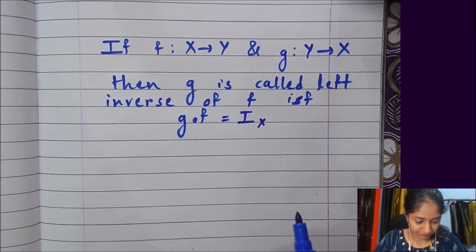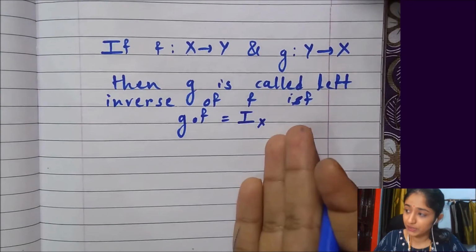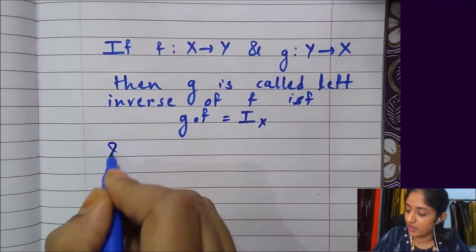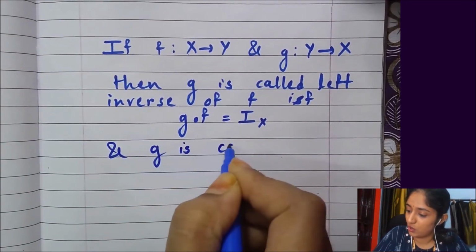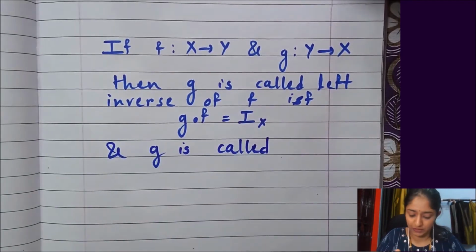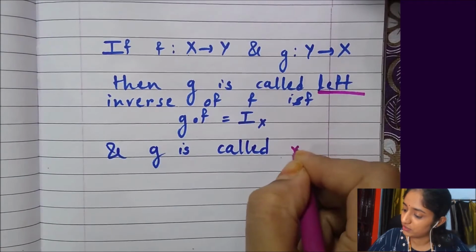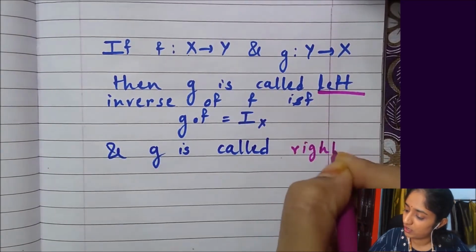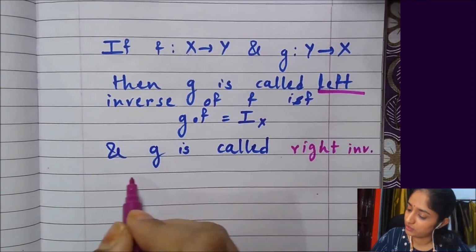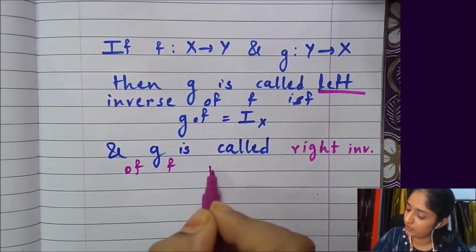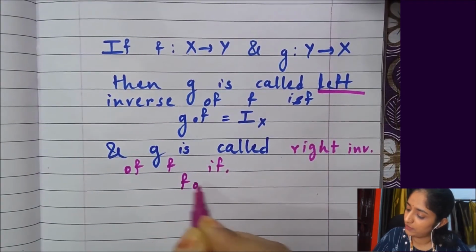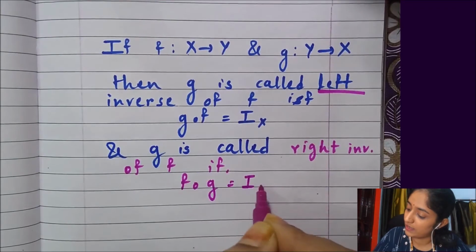Also, g is said to be the right inverse, and this is called the left inverse, this is called the right inverse of f, if f circle g is equal to I_y.